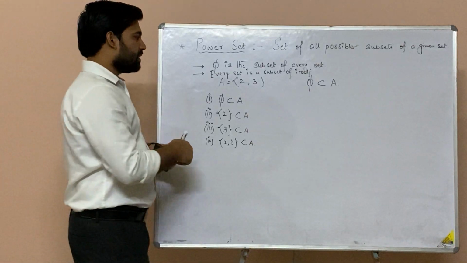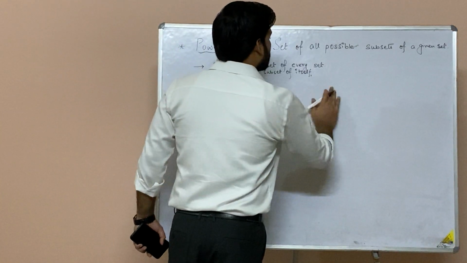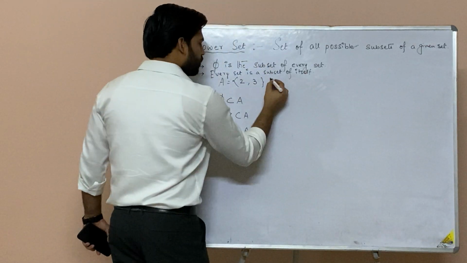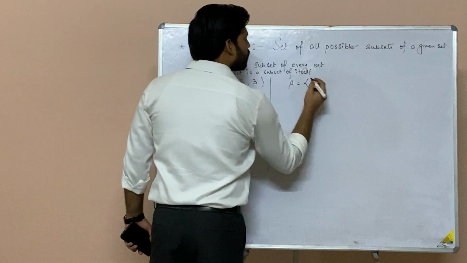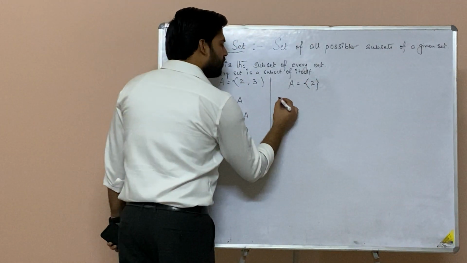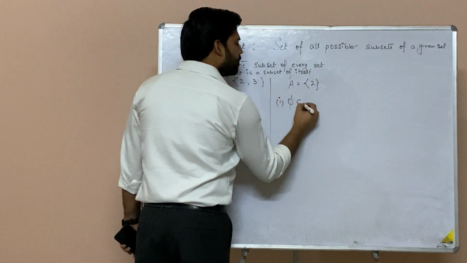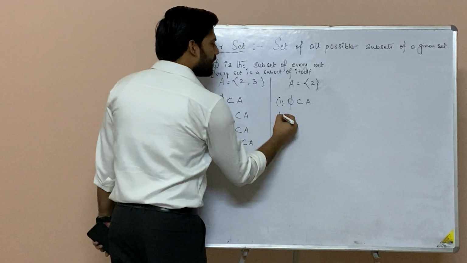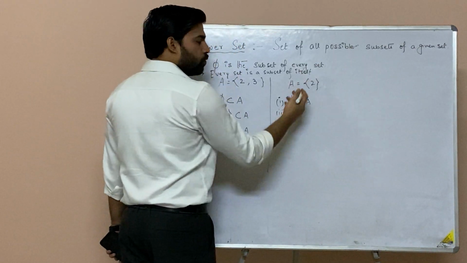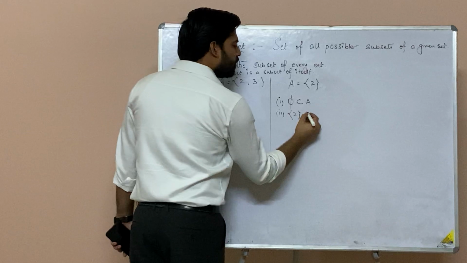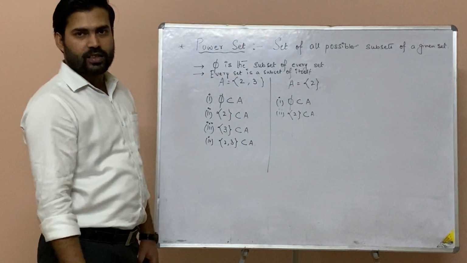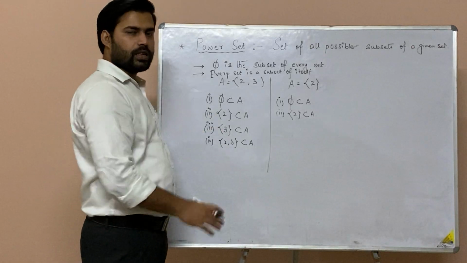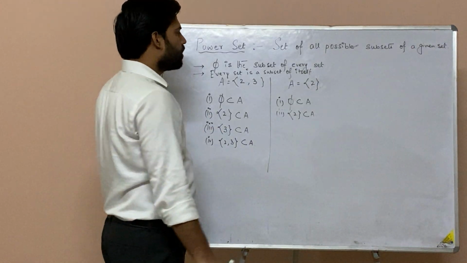Let us take some other example. Suppose A is having only 2. How many subsets will be there? First one, phi will definitely be there. Phi is a subset of A. Second one, only 2. So only 2 is set A itself. This is also a subset of A. Now can you point out some other subsets of A? No, there are no other subsets possible.